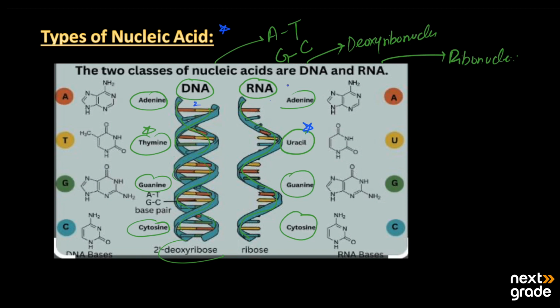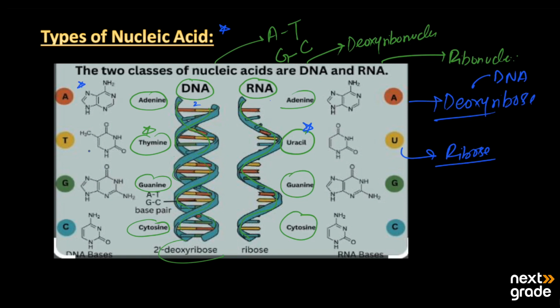And in DNA, the pentose sugar present is deoxyribose. And in RNA, the sugar ribose is present. So these are the bases along with their structure that are present in the nucleic acids. So here is the difference between thymine and uracil in these two types of nucleic acids.